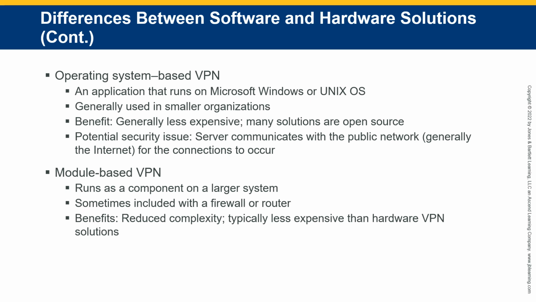Next, we have module-based VPNs, and these kind of run as a component on a larger system. These can be a subset of something like a firewall or a router where you just add the module, like F5 load balancers. You can implement a VPN on those if you want to for just a couple things. One of the benefits of adding it, let's say, on a Palo Alto firewall or Checkpoint firewall or something of that matter, or a Cisco firewall.